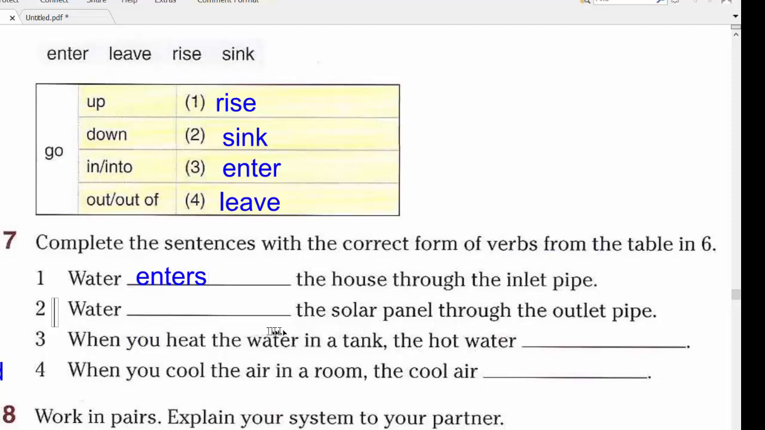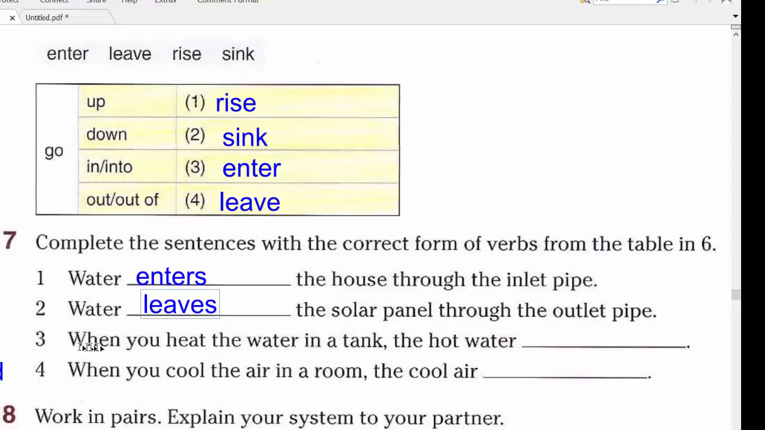Number 2. Water the solar panel through the outlet pipe. Outlet pipe. Water leaves the solar panel through the outlet pipe.